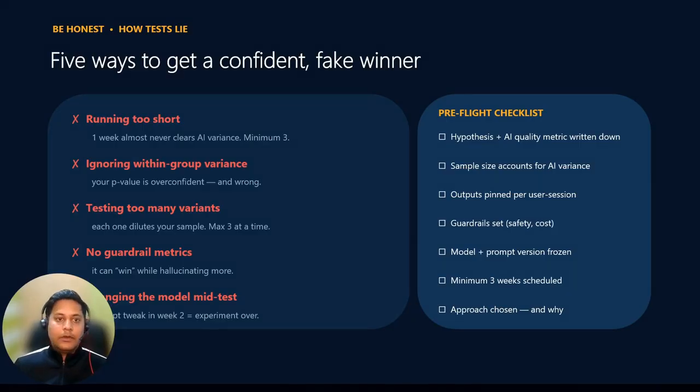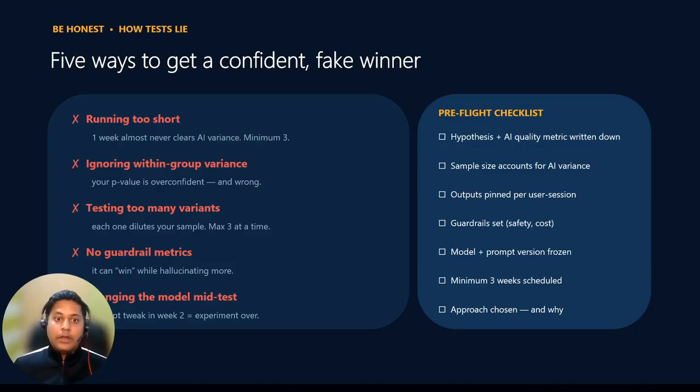And five is changing the model or prompt mid-test. Someone just improves the prompt in week two with genuinely good intentions and silently ends your experiment. So pin your model versions explicitly and tell your team the prompt is frozen while the test runs. So say it out loud in the stand-up, okay?